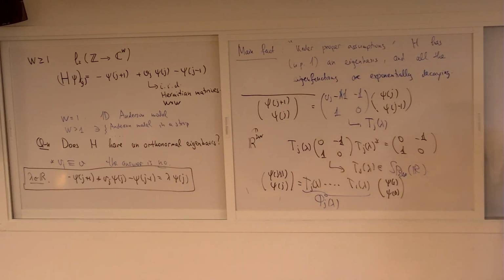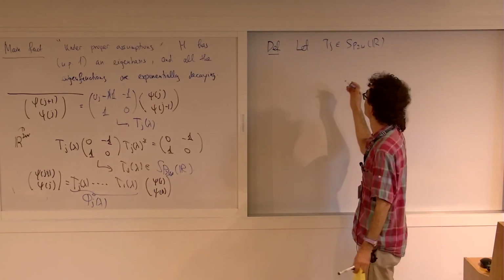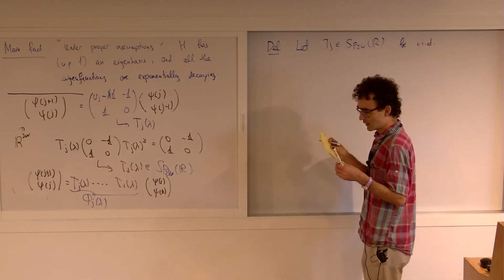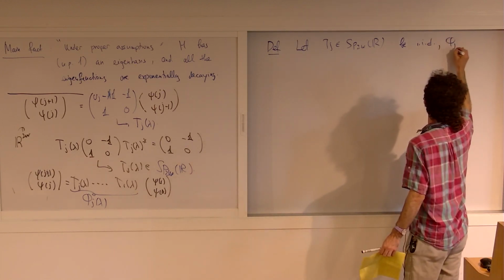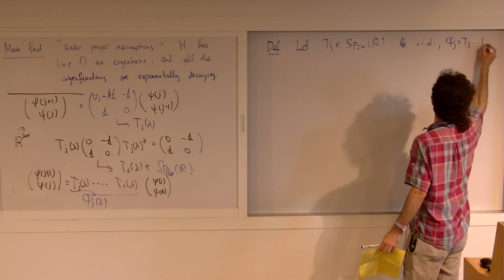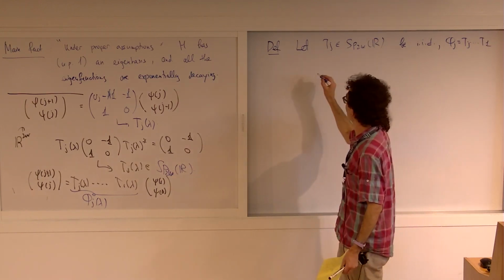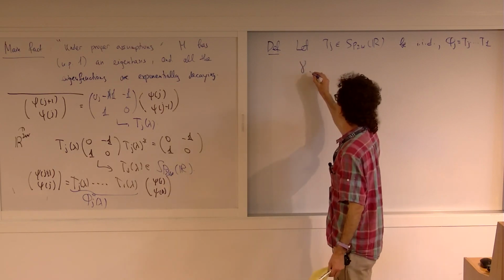So, definition: let Tj be in the symplectic group. Again, if you are new to this, think of W equals 1. This is just 2 by 2, these are 2 by 2 matrices of determinant 1. Let them be independent and identically distributed. And then we look at their product, and we ask, how does it grow? The most basic question is, how does the norm grow?